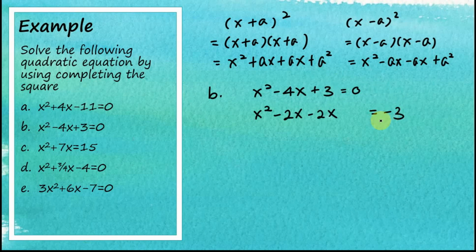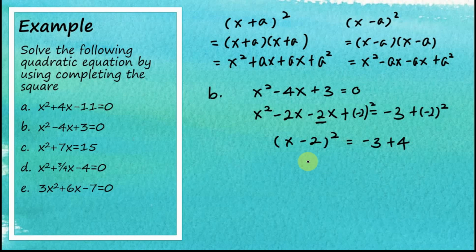Now to complete the square, we need to add the square of the coefficient of x here, right? So we plus negative 2 squared. And to make the equation balance, we need to add the negative 2 squared to the right hand side as well. Now the square becomes complete, and straight away we can write this as (x minus 2) squared, right? And this is negative 3 plus 4.